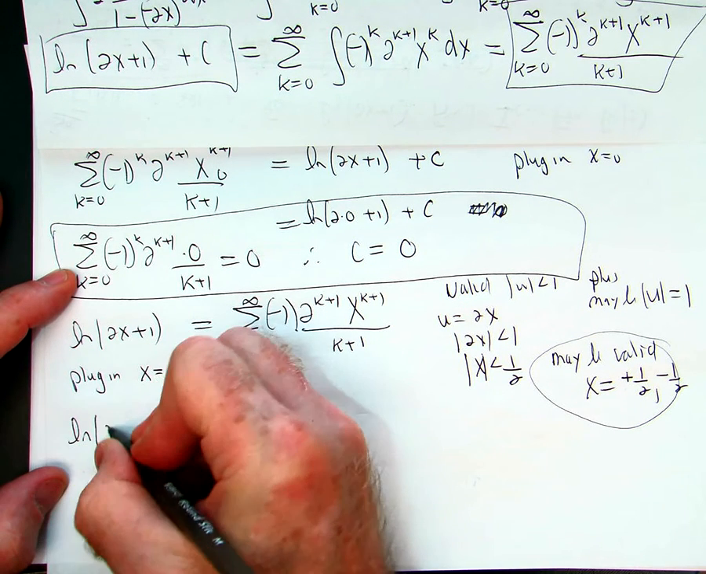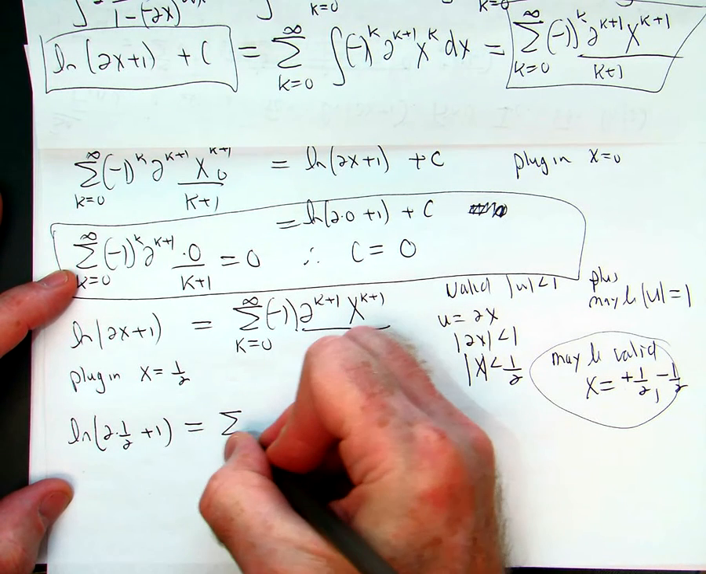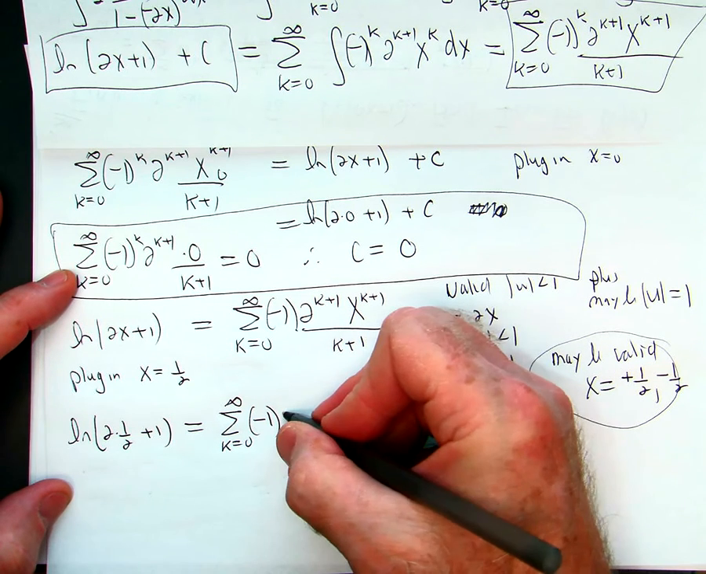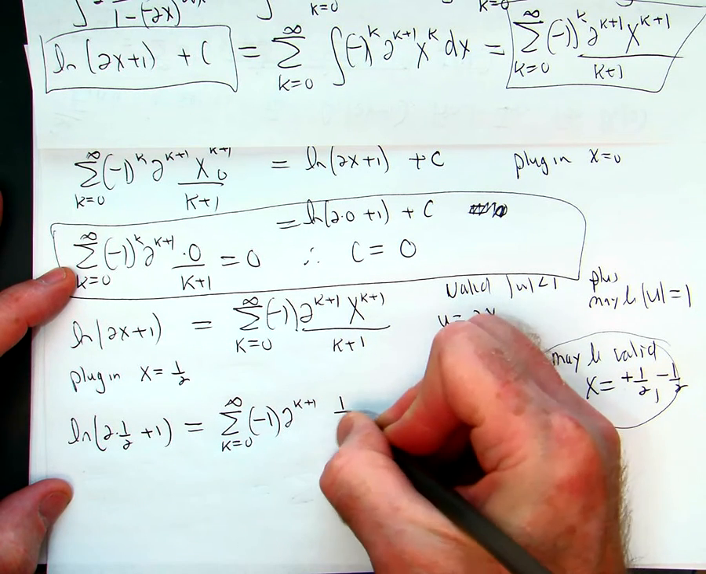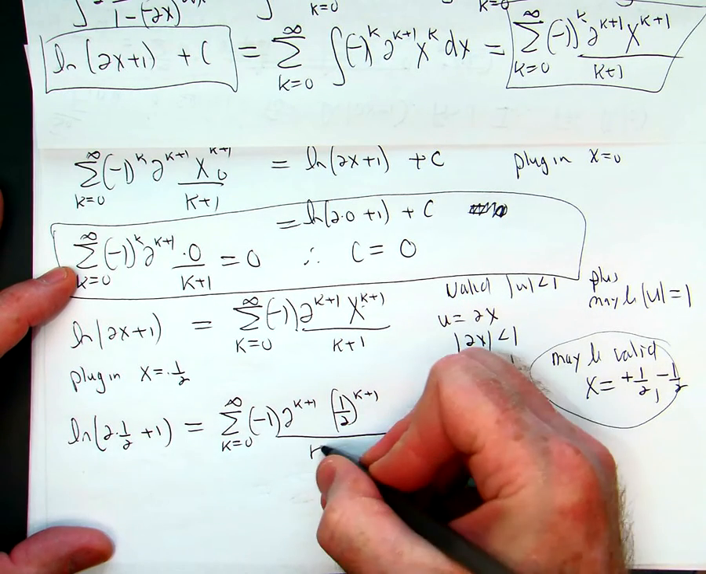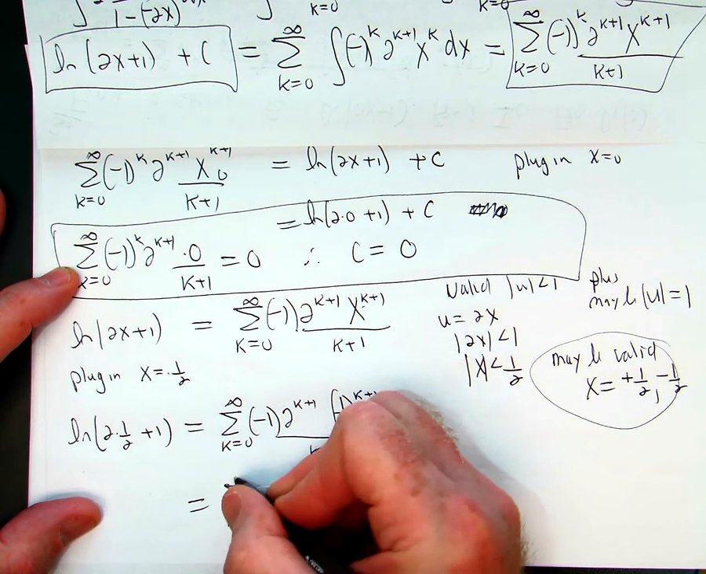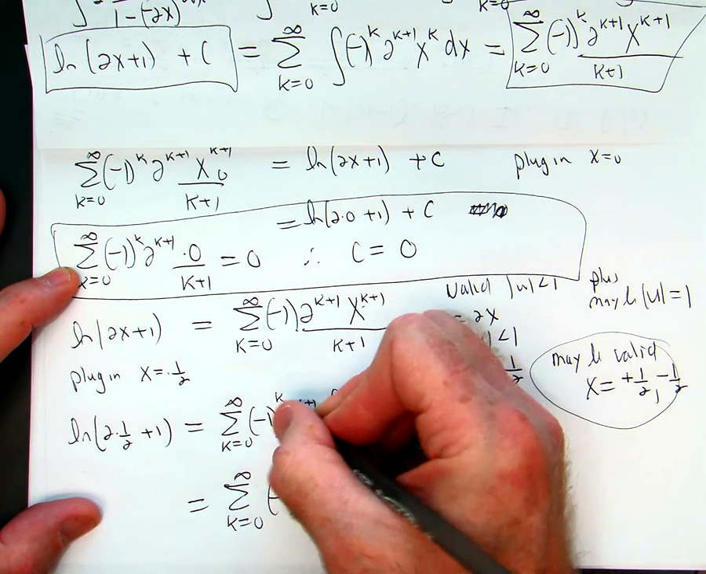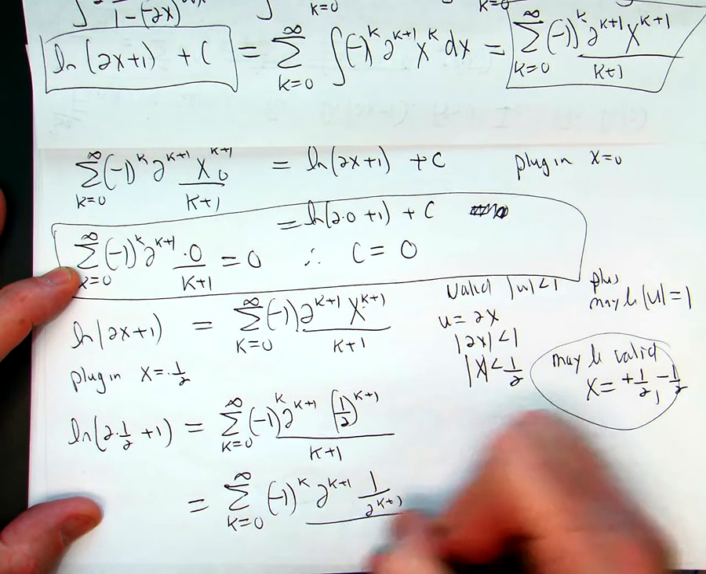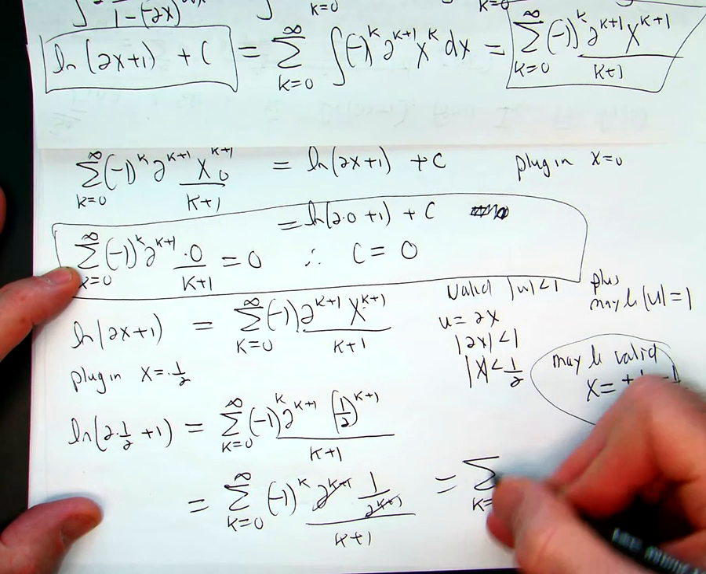So that would be the natural log of 2 times 1/2 plus 1, which is the natural log of 2. So this should work. It's the same as this. I plugged in a 1/2 here for x. Remember, x is 1/2. And I think you can see there's going to be some cancellations. So this is equal to this.